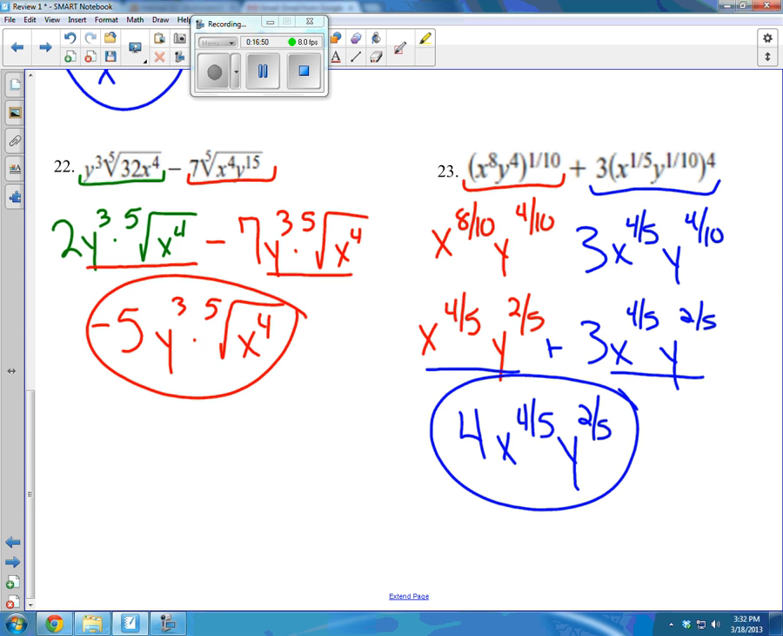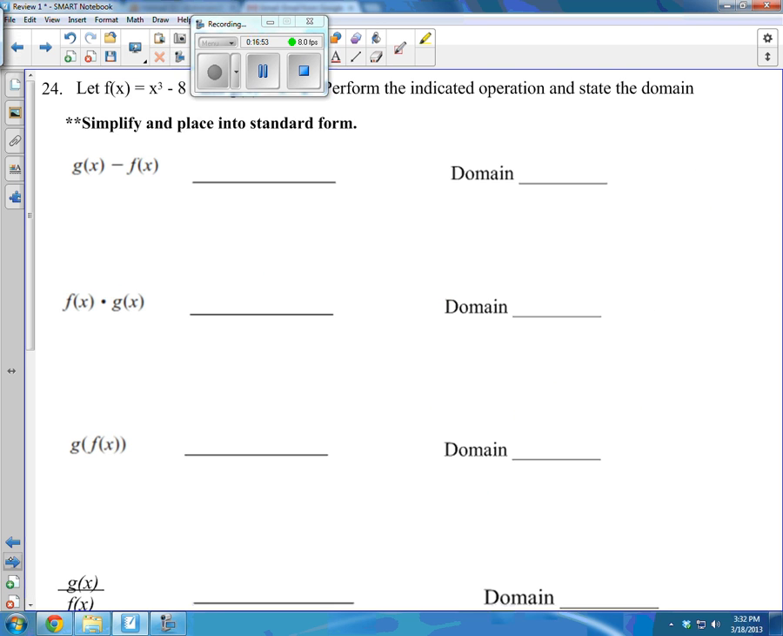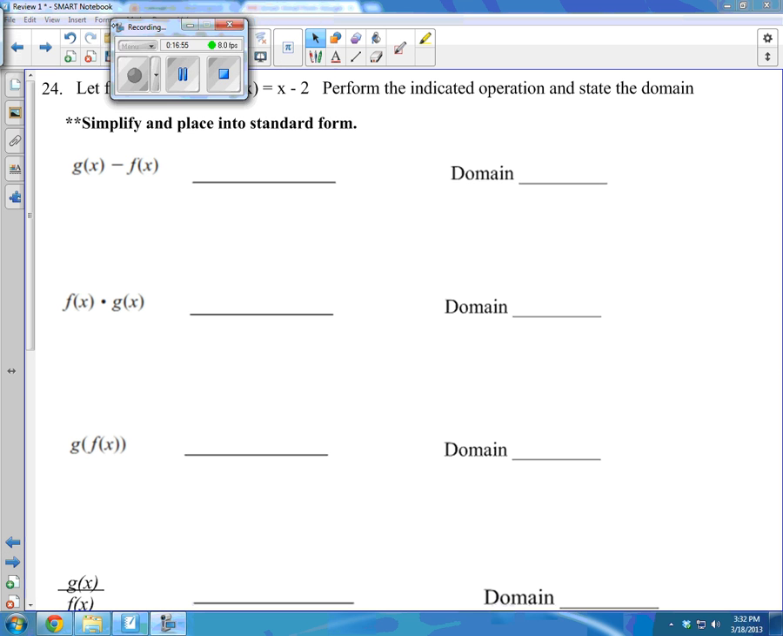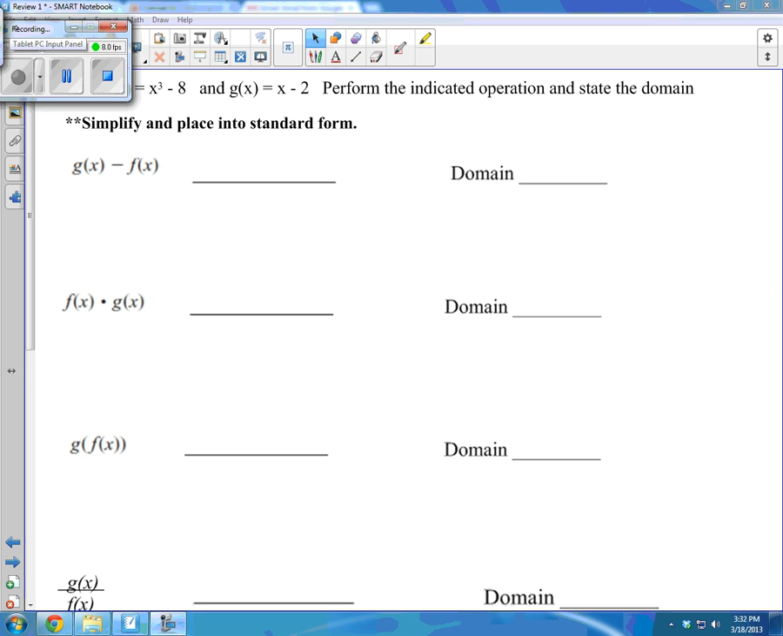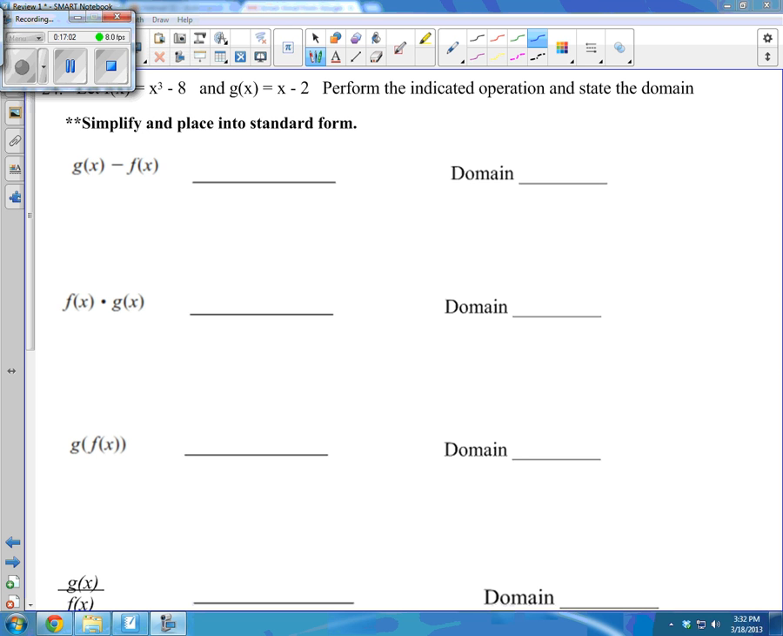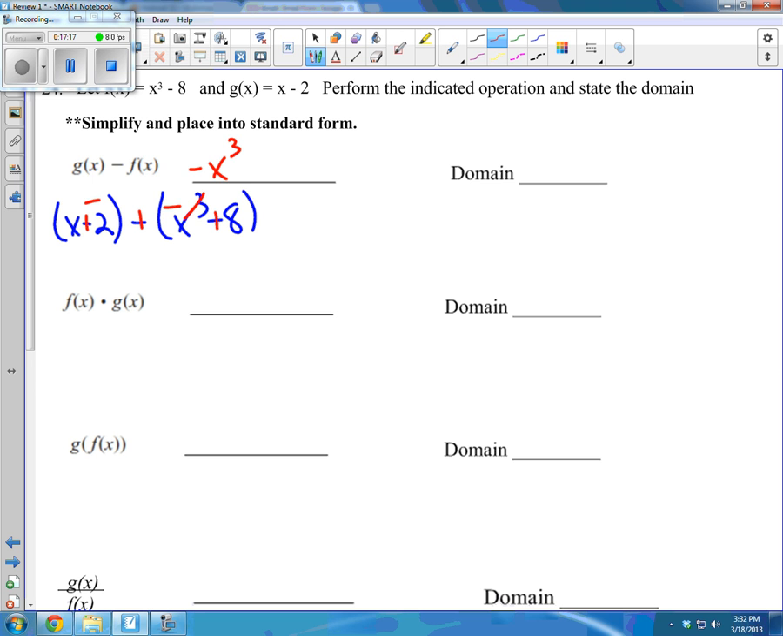All right, let's move on to the next part with our working with all these different functions. So first, I'm supposed to take f of x and g of x and subtract them. So g of x is x minus 2. And I'm going to subtract f of x, which is x cubed minus 8. I am going to go through and turn it into addition. So I'm going to add the opposite, and the opposite. And when I write my answer in standard form, I have negative x cubed first. Then I have an x. And then I have 6.